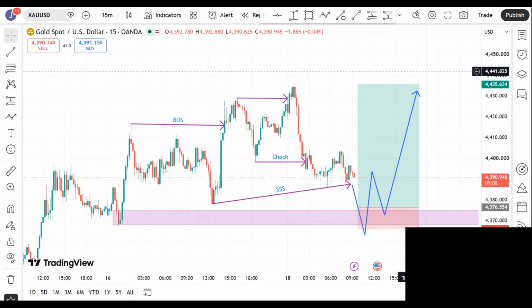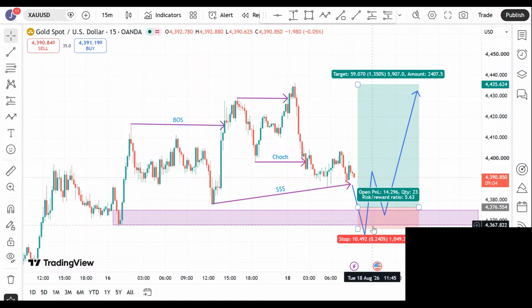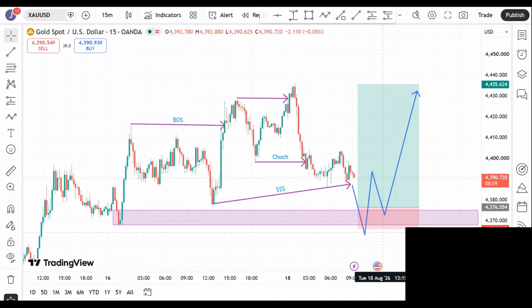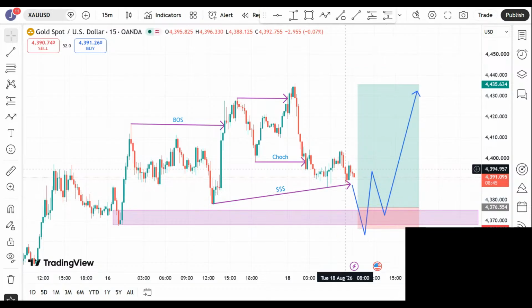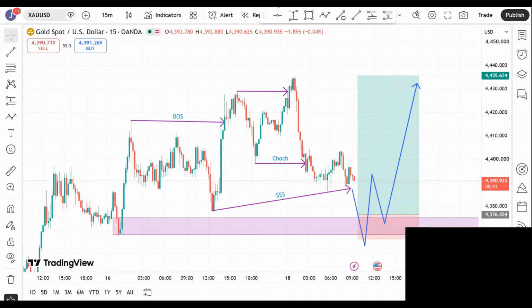So price has to take out this liquidity, get to the order block, do some sweep of the sell liquidity, and then go back with a strong displacement. Then it comes back to the order block or the break of structure that caused the displacement, and then we can enter our buys. So this is the plan for gold. This is what we'll be looking at.